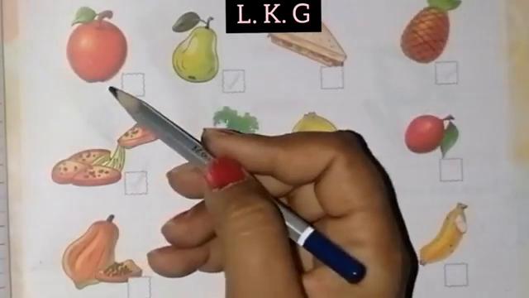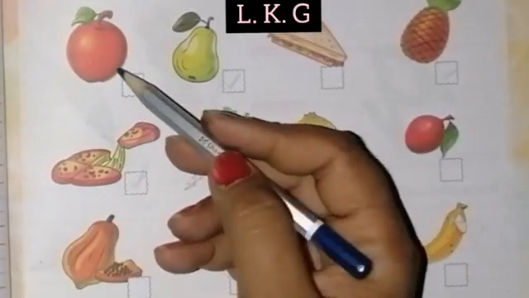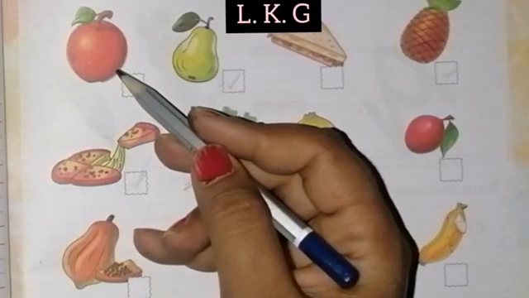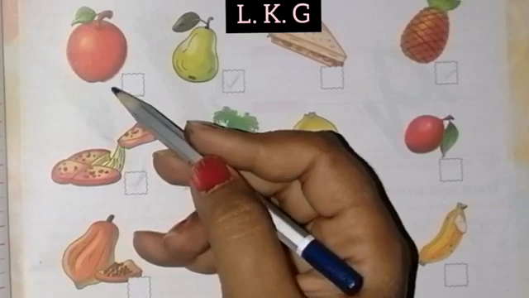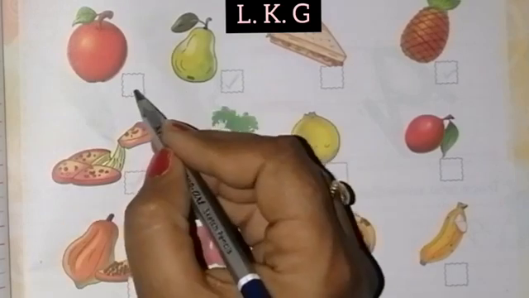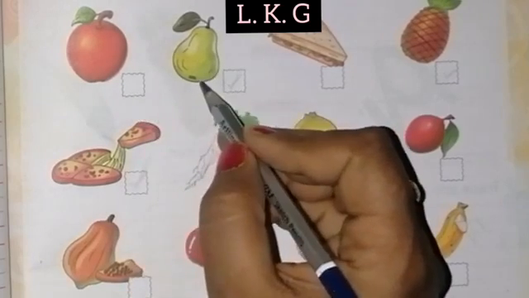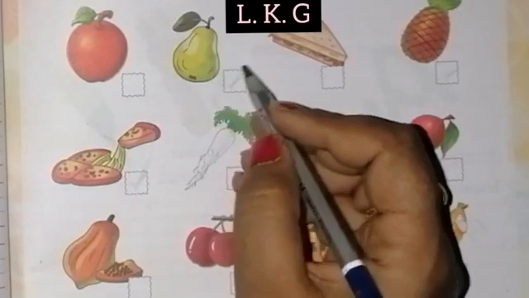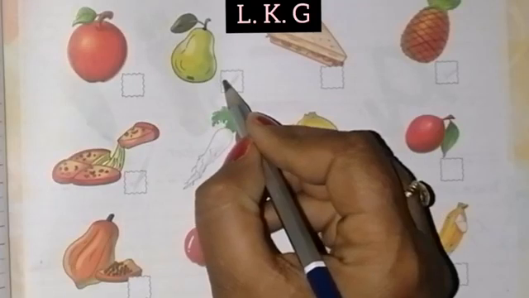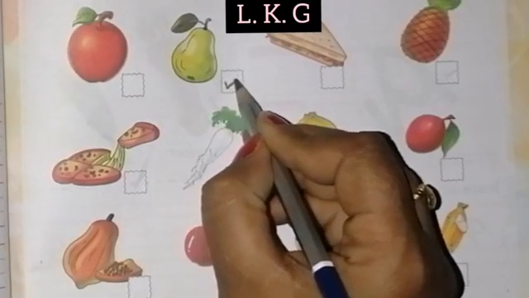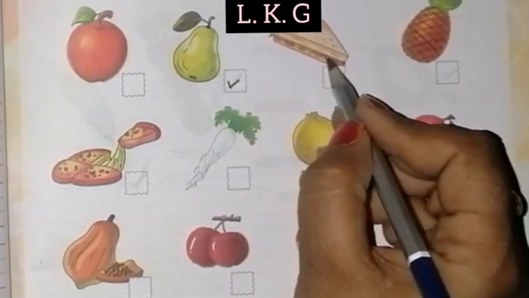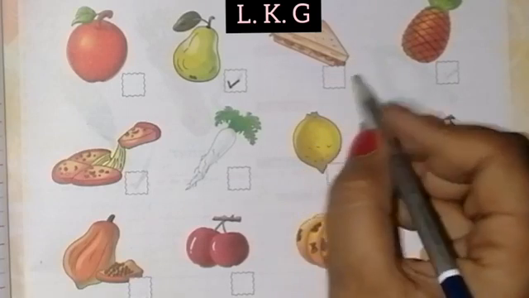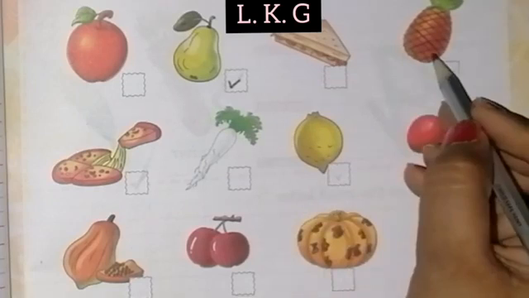Look at this picture. It is an apple. It starts from A, so we will not tick here. Now look at this picture. This is a picture of pear. It starts from P, so we will tick here. Now look at this picture. It is a picture of sandwich. It does not start from P, we will not tick here.